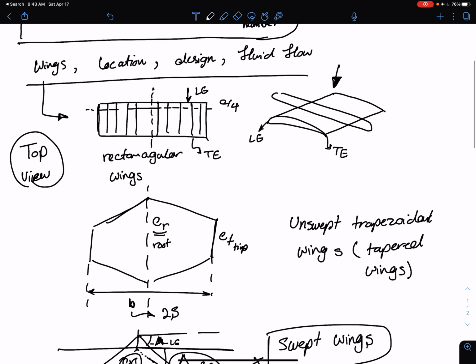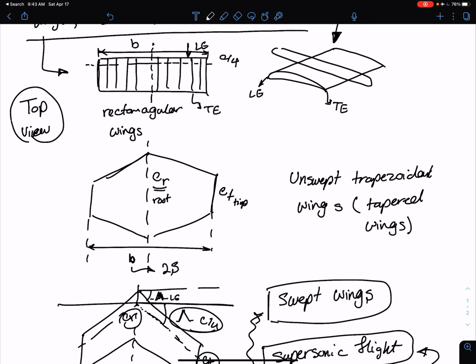Let's try to come up with some definitions. We have already talked about the chord length as well as the span. Okay. The wing area, this is capital S. So here, if you see this as a span, is going to be a small s. Wing area for a rectangular wing is defined as your span multiplied by the chord.